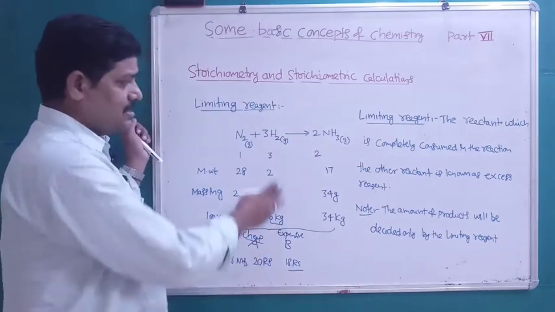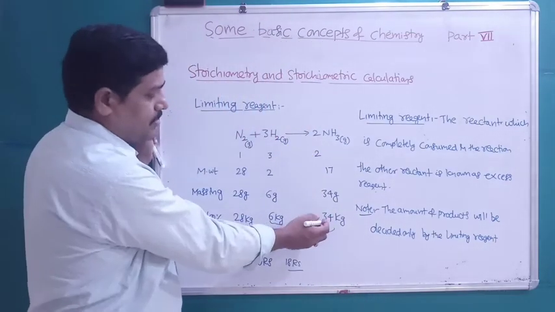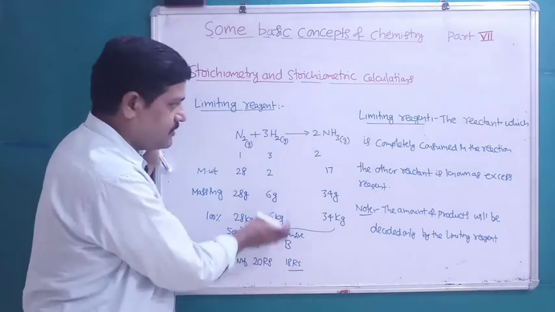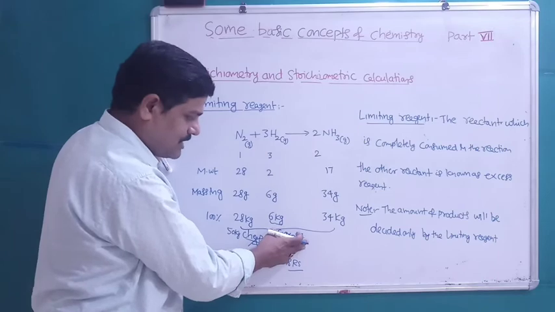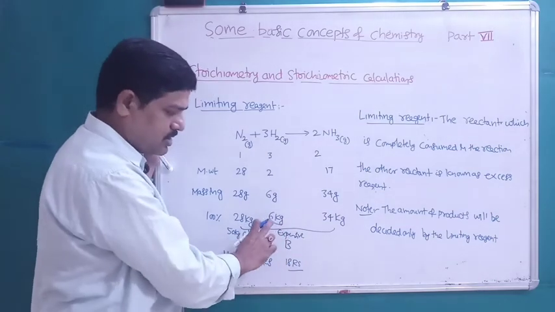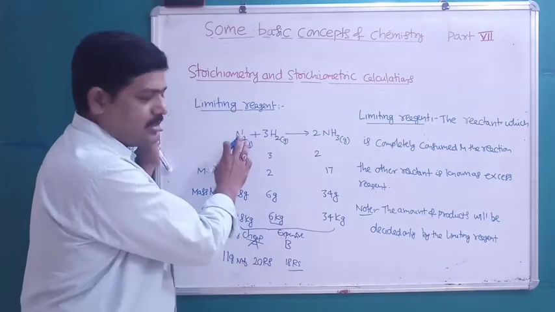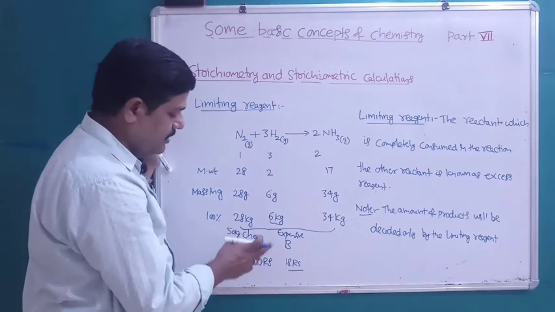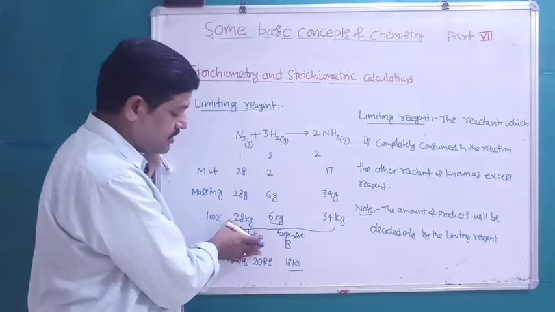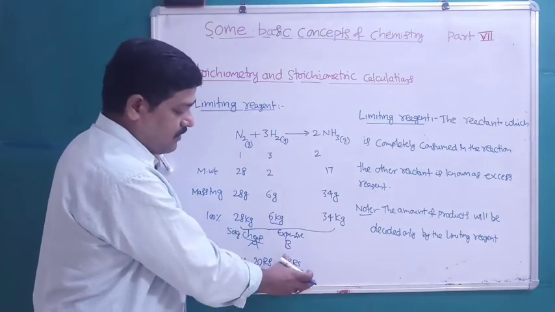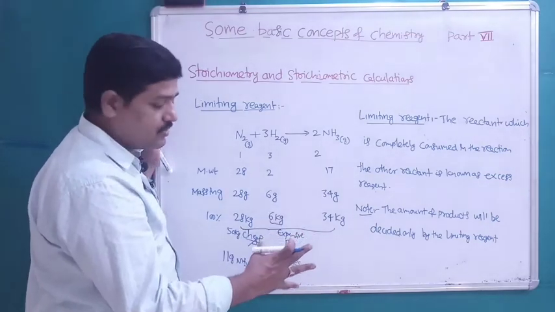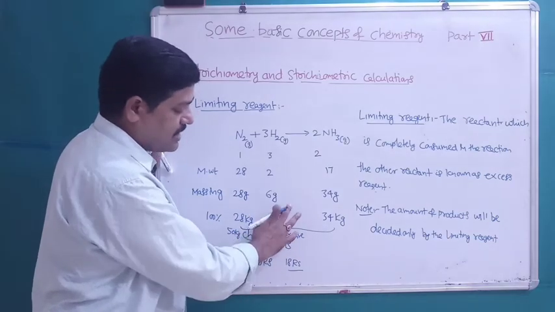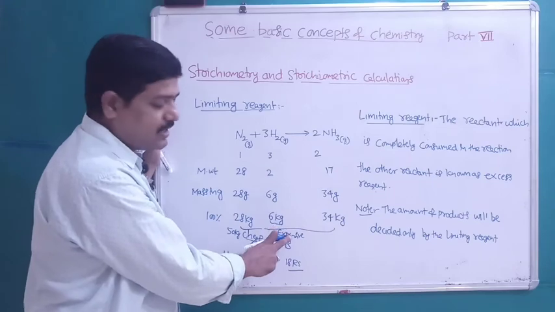Students, in this process, if you want to prepare 34 grams of ammonia, we need 6 grams of hydrogen, which is expensive, so we will take the exact proportion only, 6 kilograms. But in the case of nitrogen, instead of taking 28 kilograms, I will take 40 or 50 kilograms, which is cheaper, so that the 1 unit production cost will be reduced. Then that hydrogen will be completely consumed in the reaction, that is called a limiting reagent.